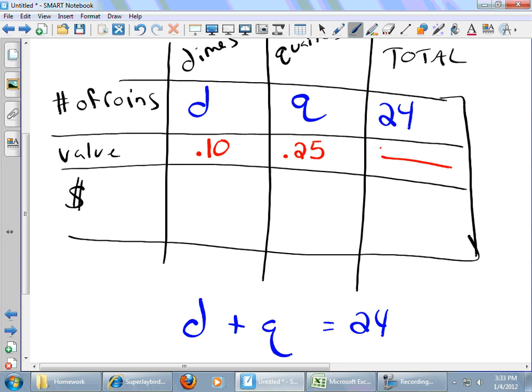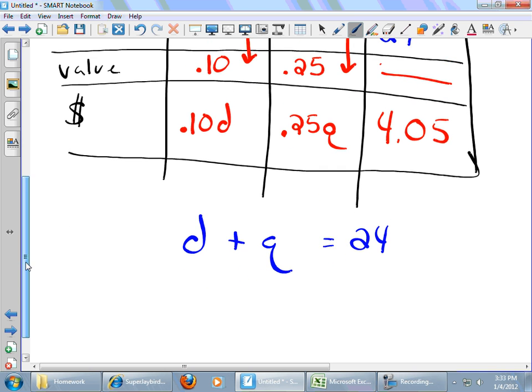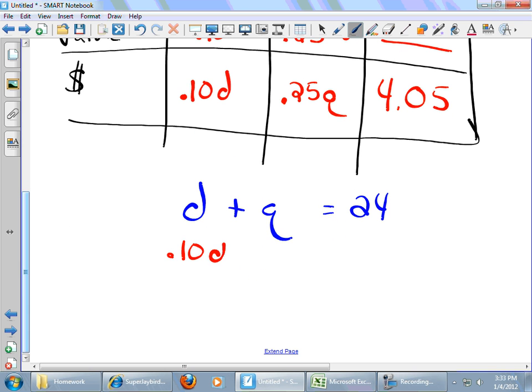All right. The money from the dimes can be found by multiplying down. 10 cents for every dime. The money for the quarters can be found by multiplying down. 25 cents for every quarter. The total amount of money we're told is $4.05. We have our second equation. Do you see it? It's 0.10 D plus 0.25 Q. That'll equal $4.05. There's our two equations. There's our system. We can use this system, solve it using either substitution or elimination, and then go ahead and figure out how many dimes and quarters they have.